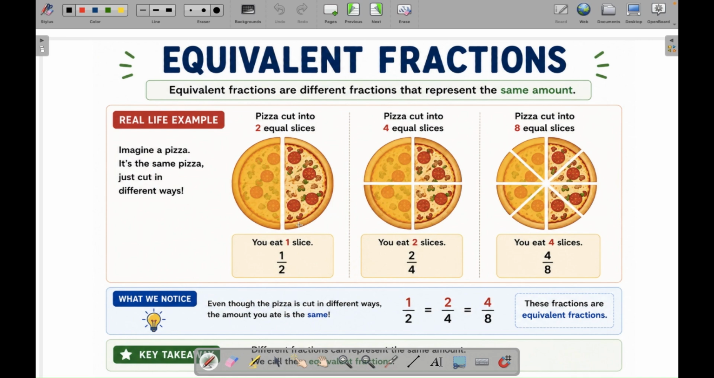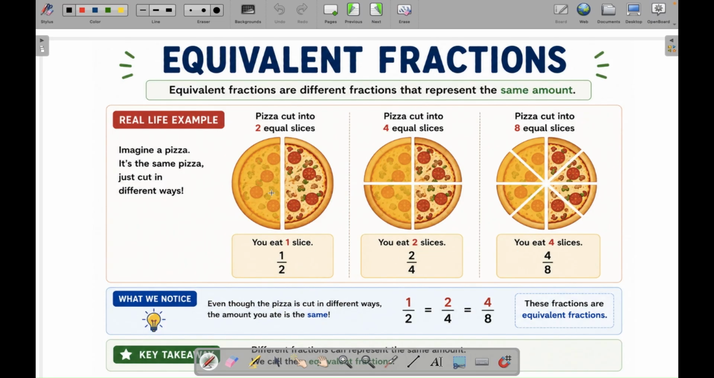Now if you compare the amount of pizza that I ate in all these 3 cases, you'll notice that the amount of pizza that I ate remains the same. However, if you notice the numerator and denominator in each of these fractions, you'll see that they are different. So this is what we mean by equivalent fraction. Although they may look different, they are representing the same quantity.